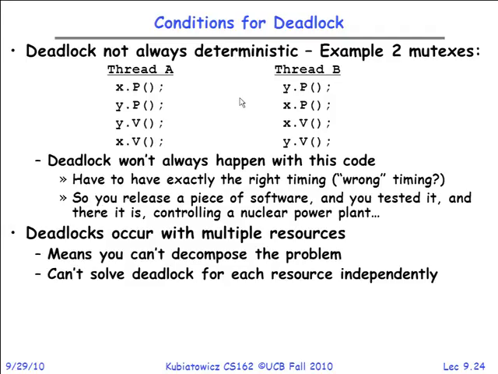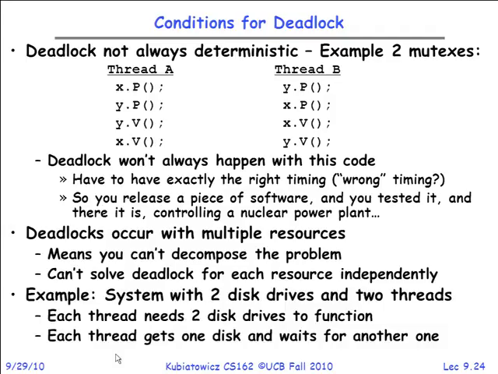Here's a simple example. You've got 2 disk drives, 2 threads. Each thread needs 2 disk drives to function. Each thread gets 1 disk, and then they go to try to get the other one, and they're deadlocked. We need to have multiple resources and multiple threads to even get into that deadlock. If there was only 1 thread, you'd never deadlock. If there's only 1 disk, you'd never deadlock. Okay?